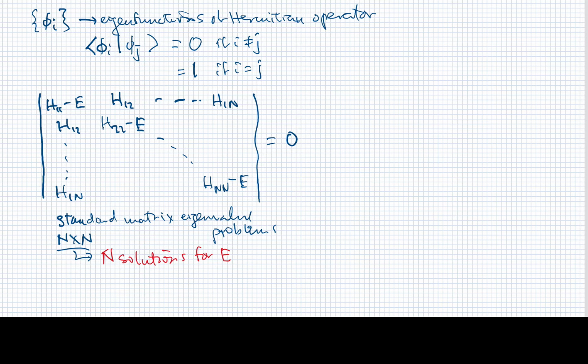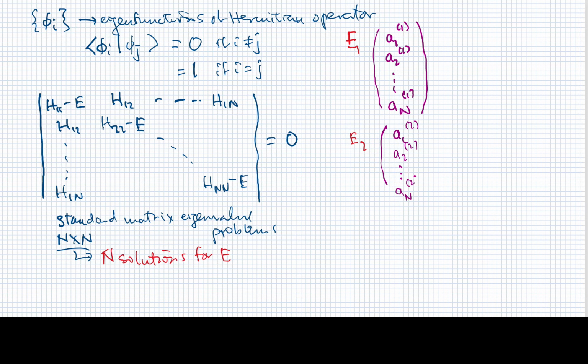Once we have those n solutions, we can then plug them back in to the secular equations. So for example, E1, I would plug that into my initial equations, and I could use that to solve for the coefficients that go along with it. That might give me a set of coefficients, A1 for eigenvalue 1, A2 for eigenvalue 1, all the way up to An for eigenvalue 1. For the second energy, I would again have a set of solutions: A1 for the second eigenvalue, A2 for the second eigenvalue, down to An for the second eigenvalue. And I could do this for each of the n energy eigenvalues.